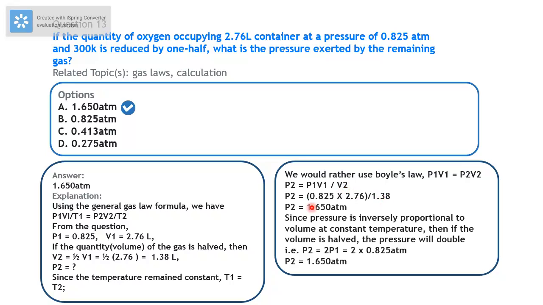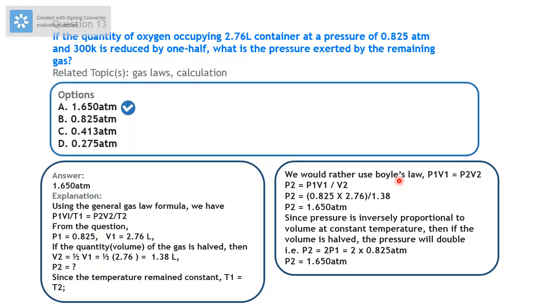Remember our P1 and V1, the initial values, are 0.825 times 2.76, divided by V2, the new volume, which is 1.38. So P2 is equal to, by the time you multiply this and divide that answer by 1.38, you get 1.650 atm. Okay, so that's it.